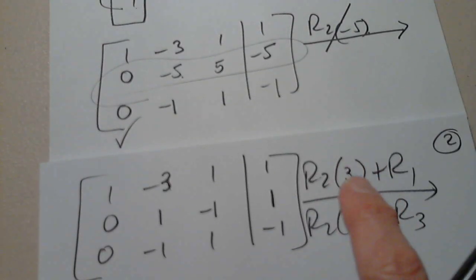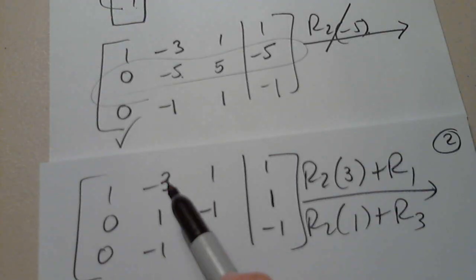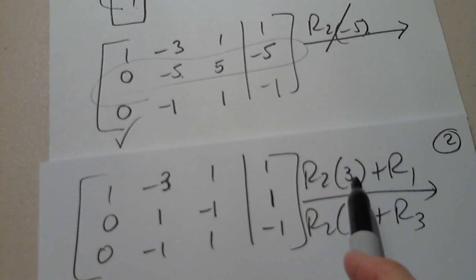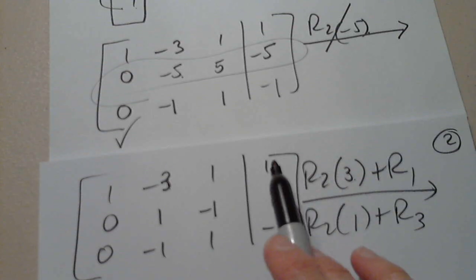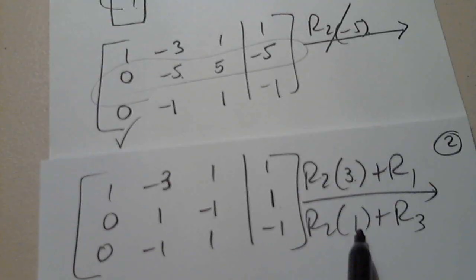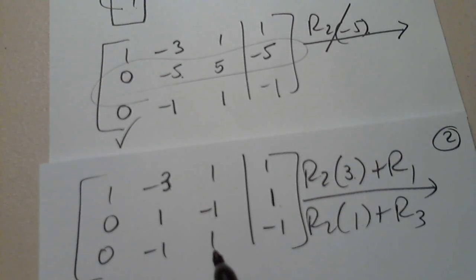I copy the row that I multiply. Of course, I cannot destroy this. This is carved in stone. Nobody can change that. 1 times 3 minus 3, 0. Negative 1 times 3, negative 3, plus 1, negative 2. 1 times 3, 3, plus 1 is 4. 1 times 1 minus 1. Negative 1 times 1 minus 1. Negative 1 plus 1.